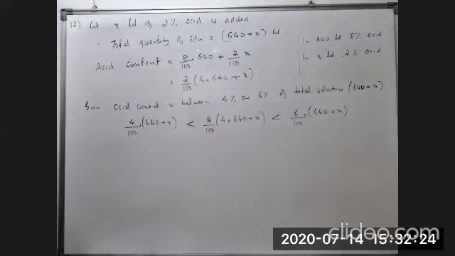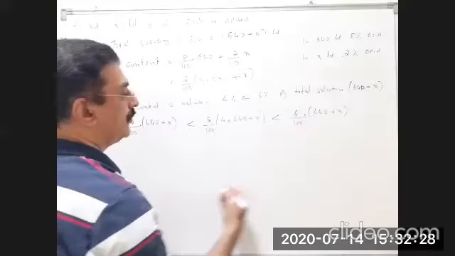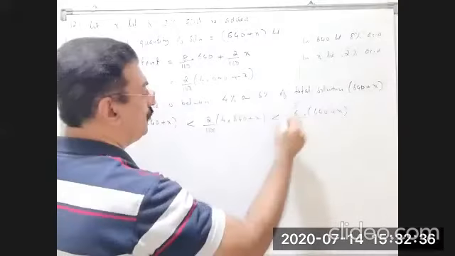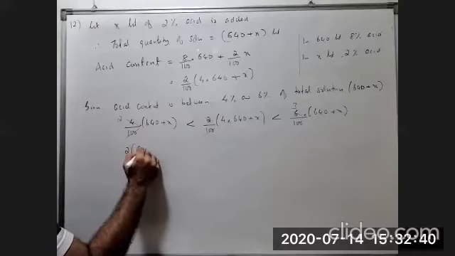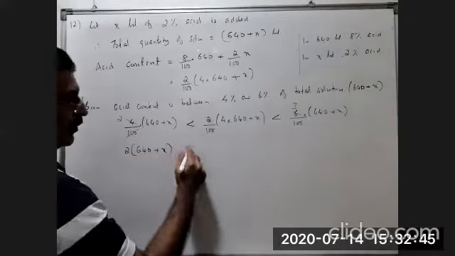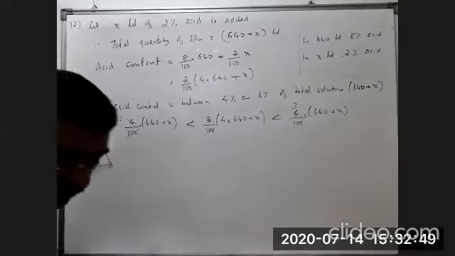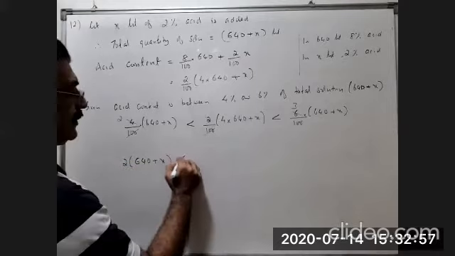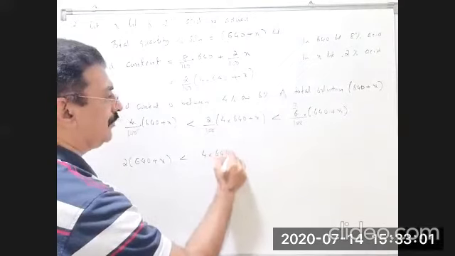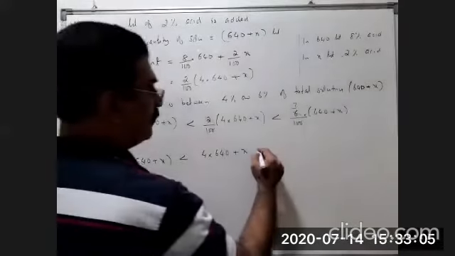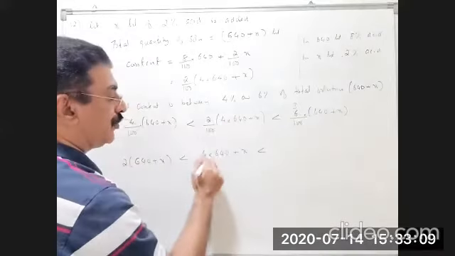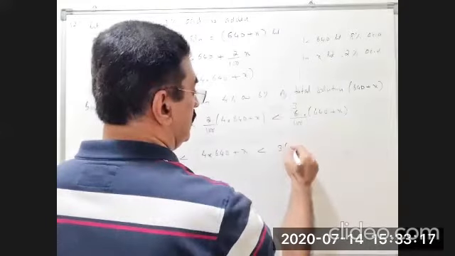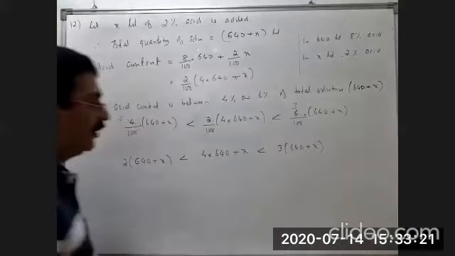The acid content. Now simplification, we can strike off 100 from everywhere. Again, 2, 6 and 4 can become 2, here is 2, here is 3. Left out is 2 into 640 plus X less than, don't multiply, leave it as it is, 4 into 640 plus X. In this 4 into 640, only 640 is multiplied with 4. We don't have to drag it. Less than 3 into 640 plus X. See that? This 640 is only multiplied by 4.